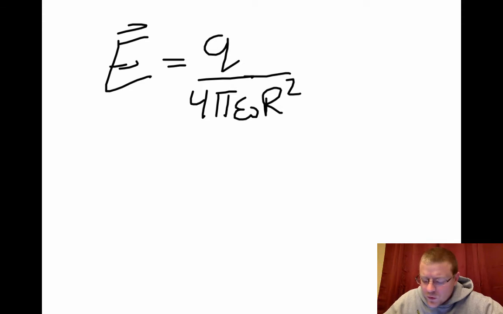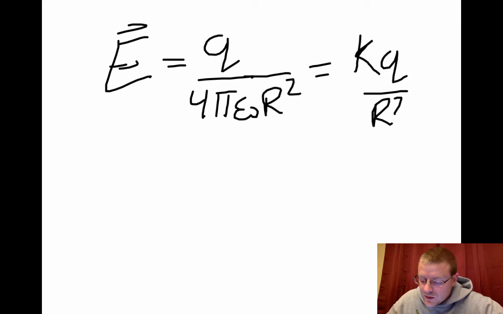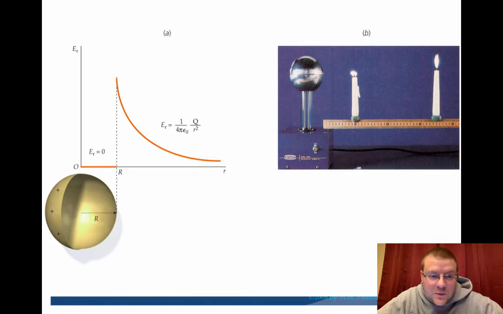But remember, 1 over 4 pi epsilon 0 is really the Coulomb constant, so it gives me the point charge. So inside the shell there is no electric field, but outside the shell the electric field just acts as a point charge. So you can see the graph of this here, that yes, no electric field inside a shell, but when you get outside it just acts like the good old point charge.